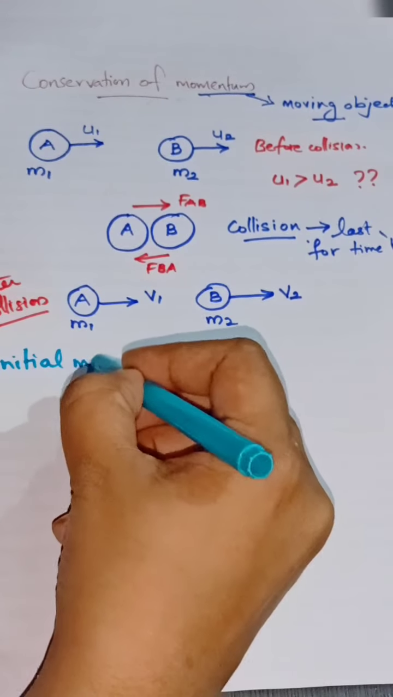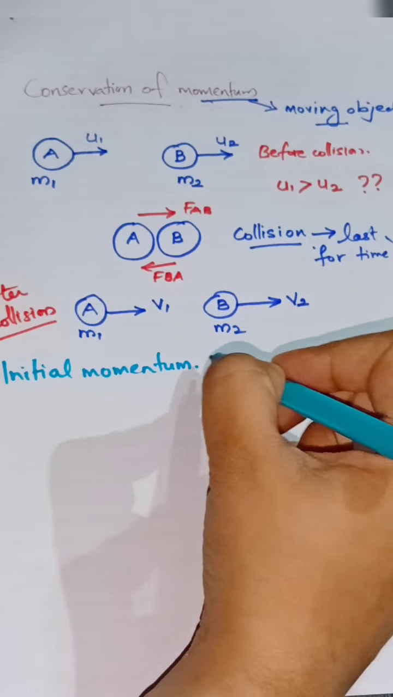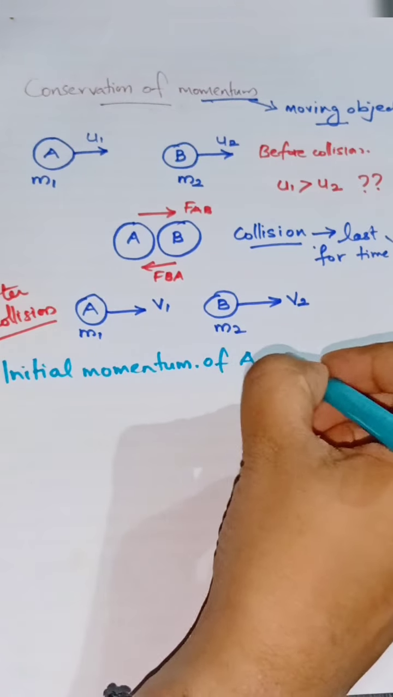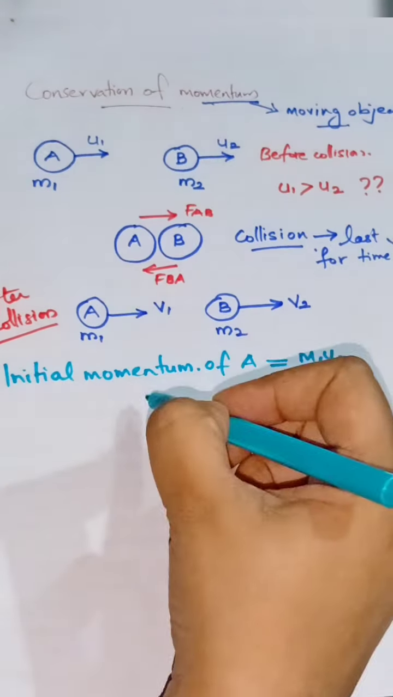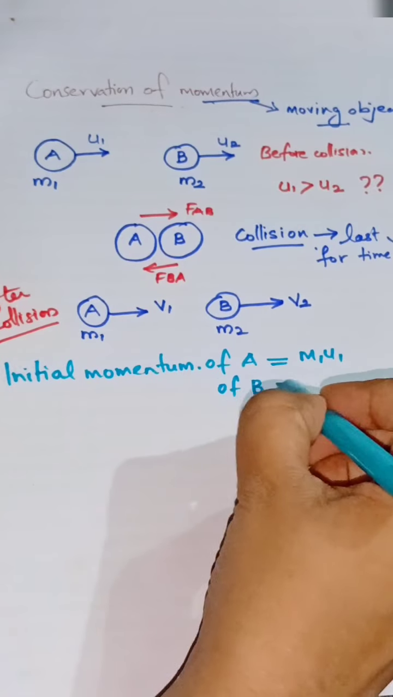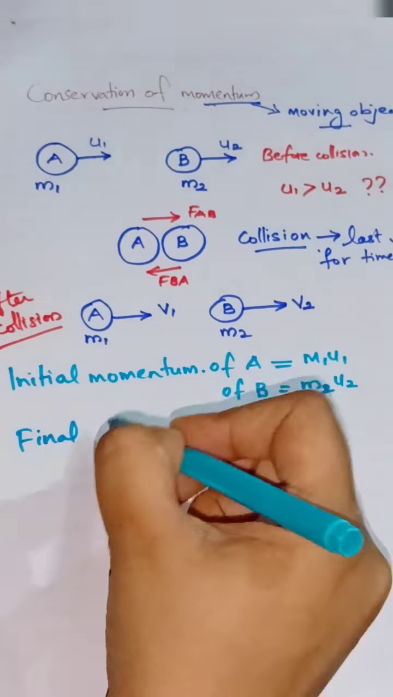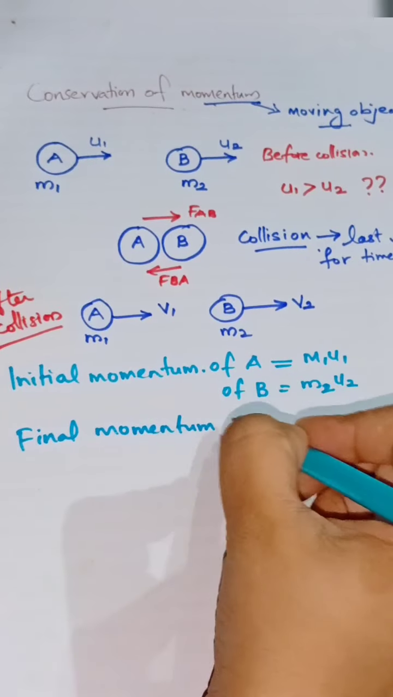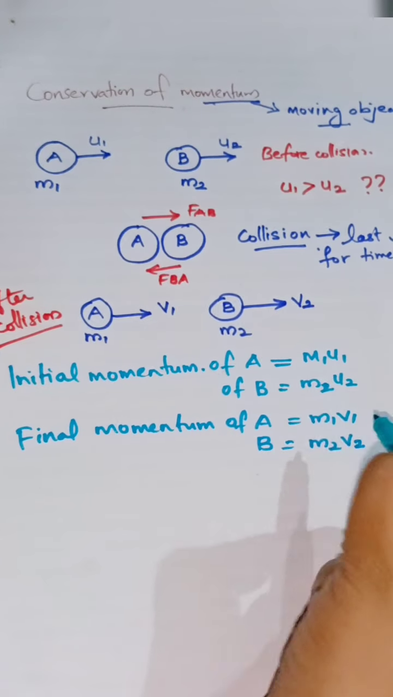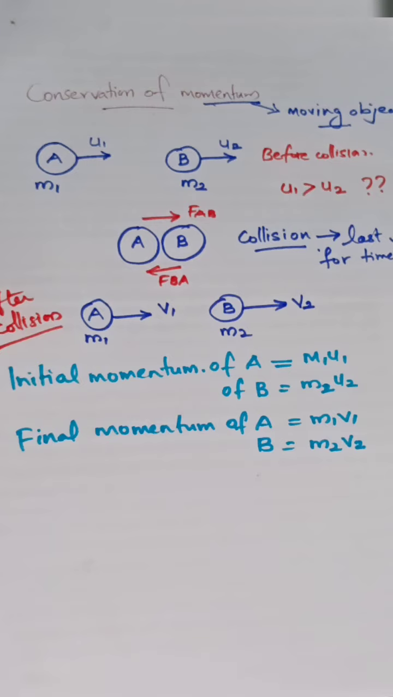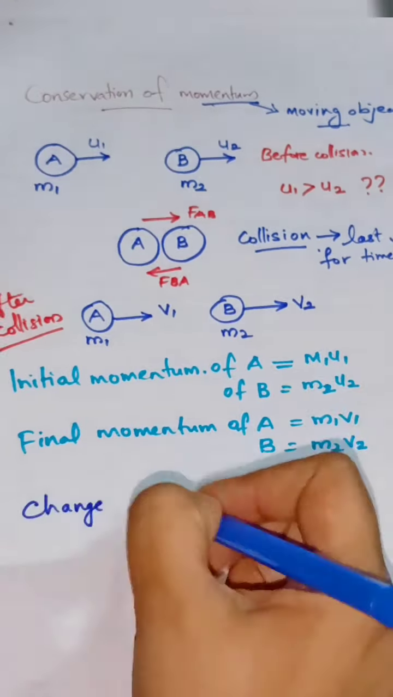Now let's understand how the momentum has changed after collision. So for that, let us understand what was the initial momentum. Initial momentum of ball A will be the product of its mass and velocity. So initial momentum of ball A is m1 u1 and that of ball B will be m2 u2. And after collision, the final momentum of ball A will be m1 v1 and final momentum of ball B will be m2 v2.